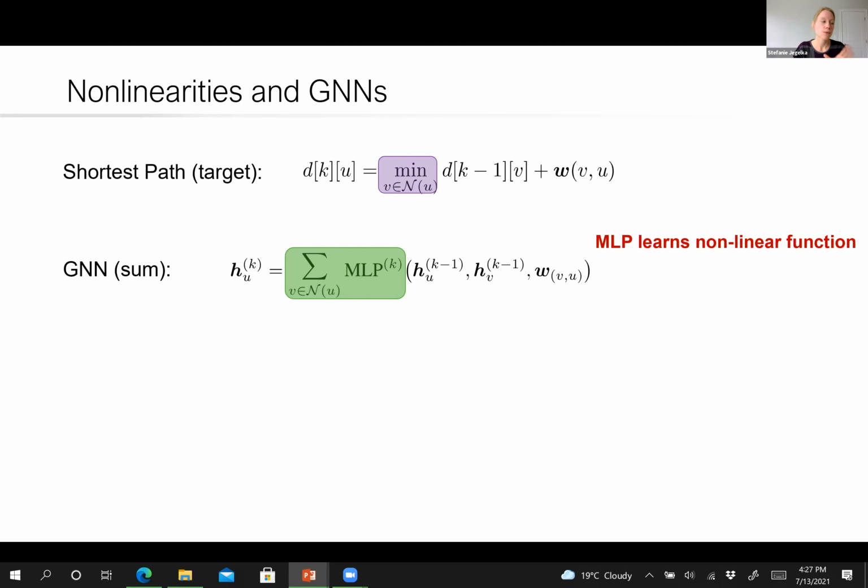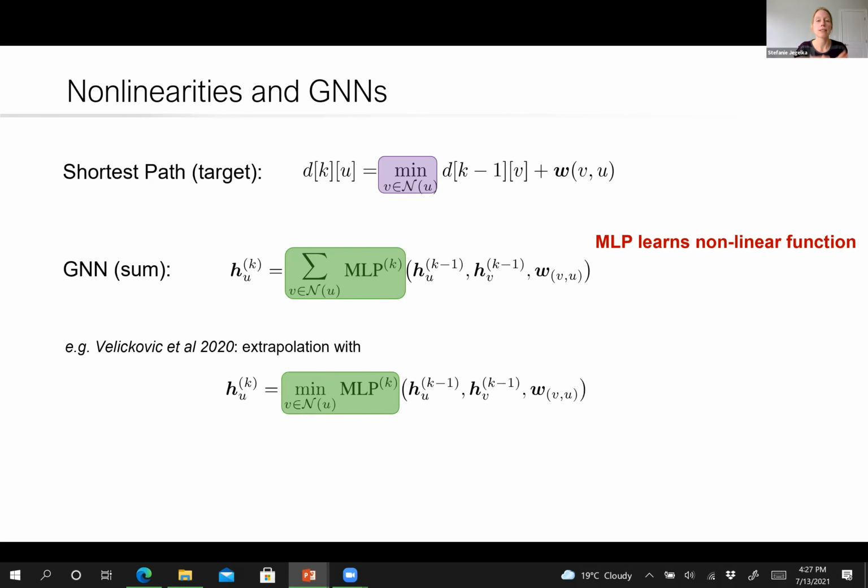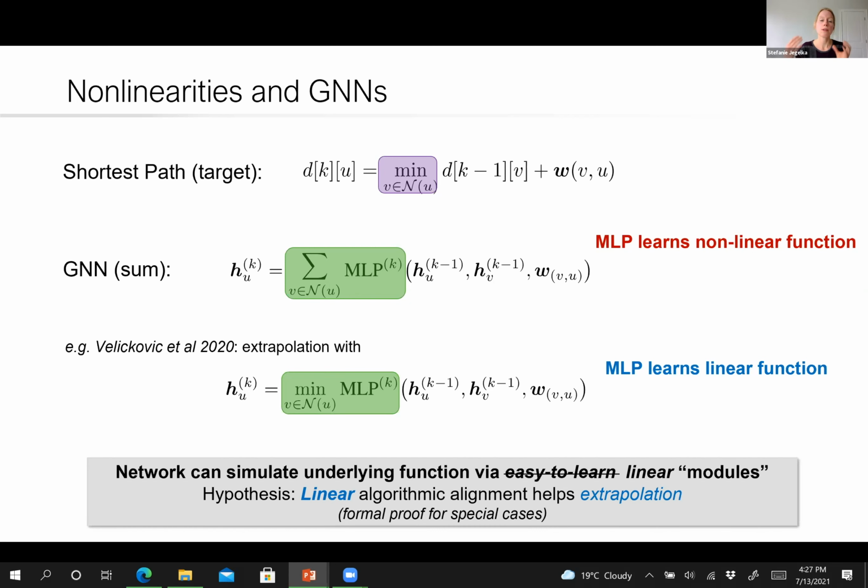Now, if you look at the recent papers that actually successfully extrapolate, they use a min instead of a sum. And the key idea is that here you actually only have to learn a linear function and not a nonlinear function. And now this leads us to restricting our definition of algorithmic alignment to linear algorithmic alignment, where you have to be able to mimic your algorithm with linear learnable functions, not nonlinear learnable functions, because that will make a difference for extrapolation.